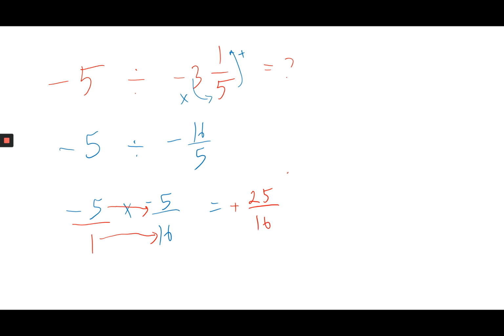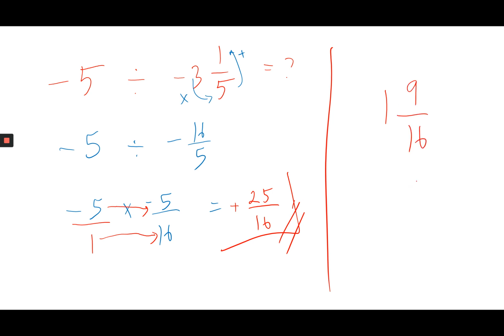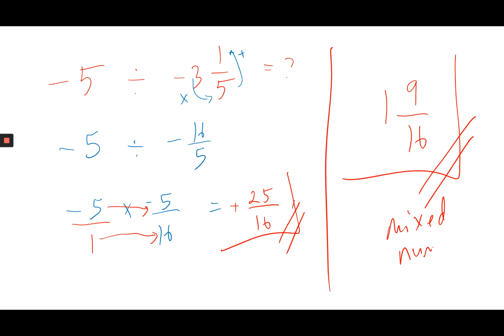And this is okay, but let's write it in mixed number form. 16 can go into 25 one time. And 25 minus 16 is going to be 9. 1 and 9/16 is another equivalent answer. This is in mixed number form. This is in improper fraction form.